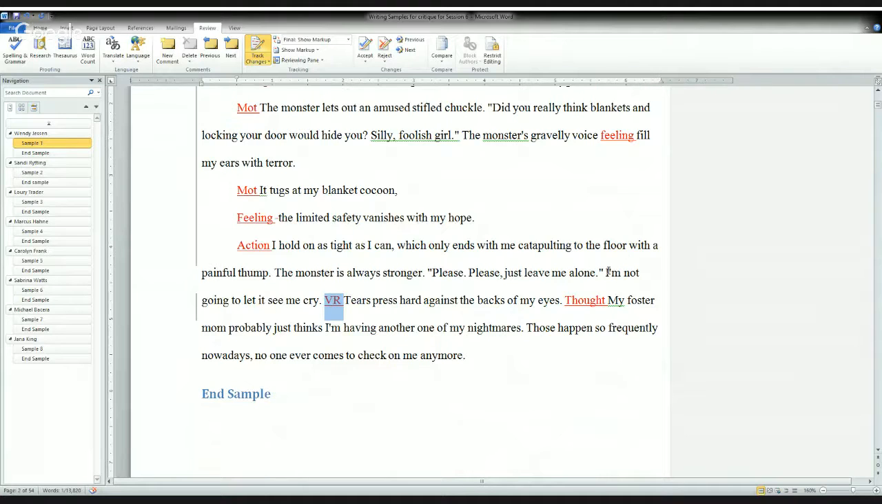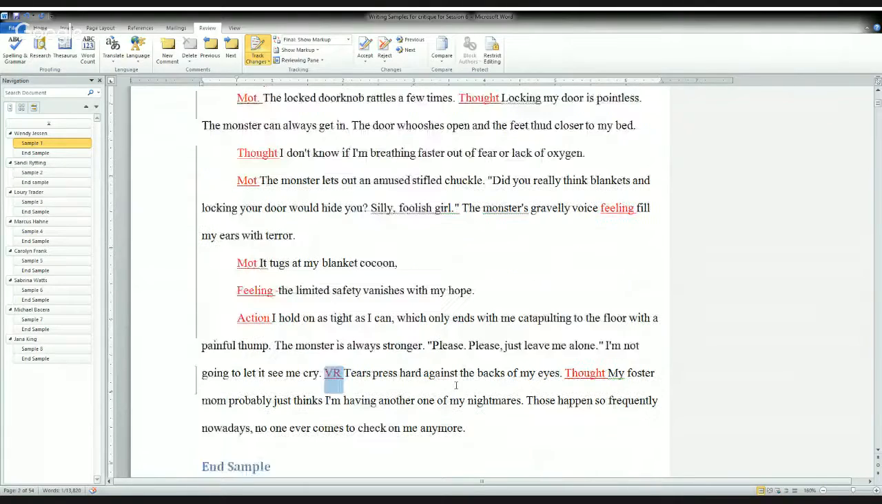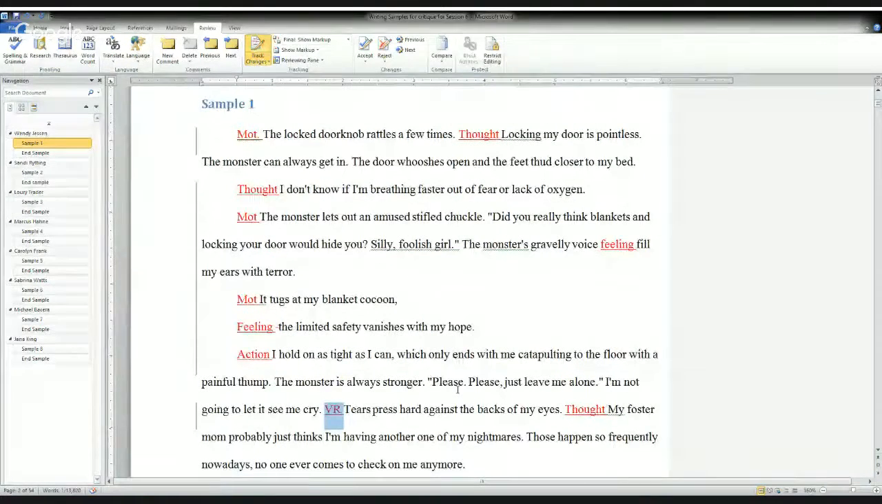Right, and actually she's doing that little dilemma moment. Like, there are no options. I can't lock my door. The monster's always stronger. Right. "Please leave me alone." She actually speaks. So there you go. This is brilliant. Yeah, this is really good.